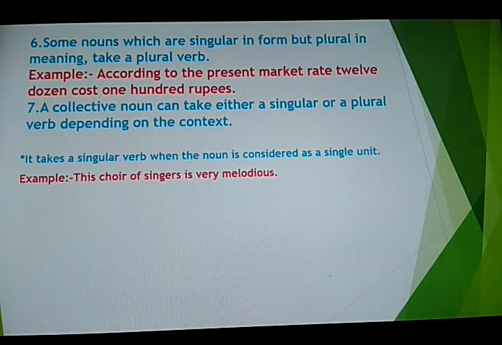Example, you can say this choir of singers is very melodious. Choir of singers. Singers, don't you see, here it is plural? But we are taking the verb singular because this is a collective noun. Choir is a collective noun, meaning a collection of singers. So this choir of singers is very melodious.